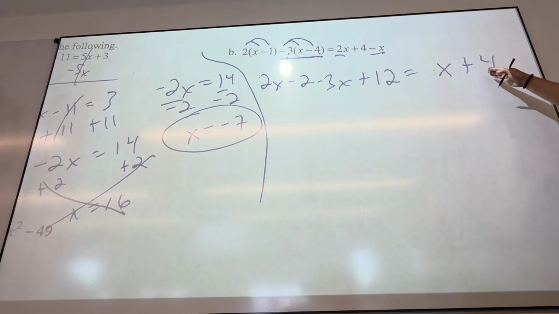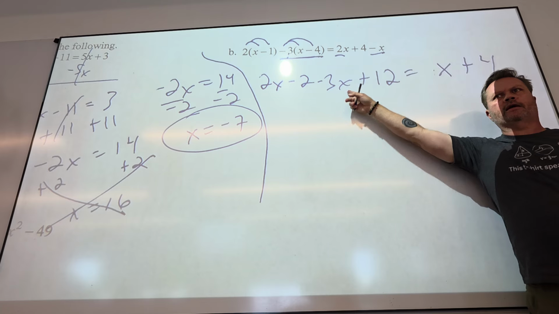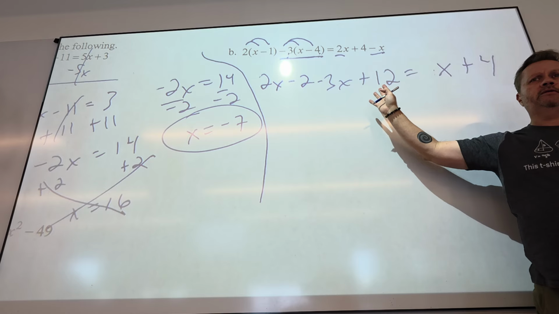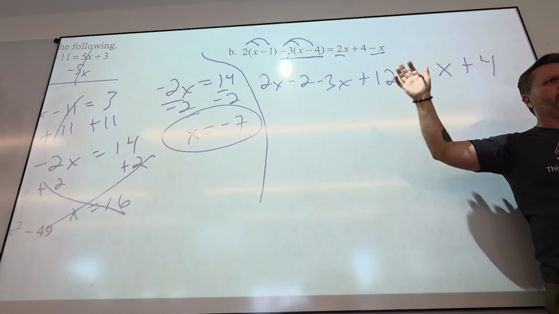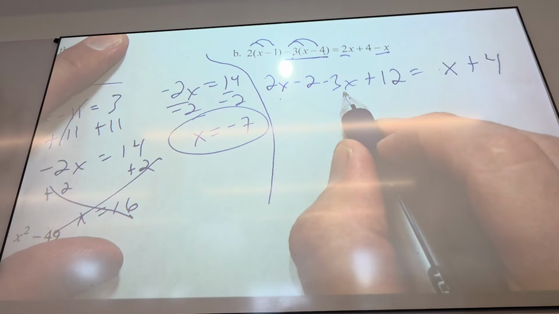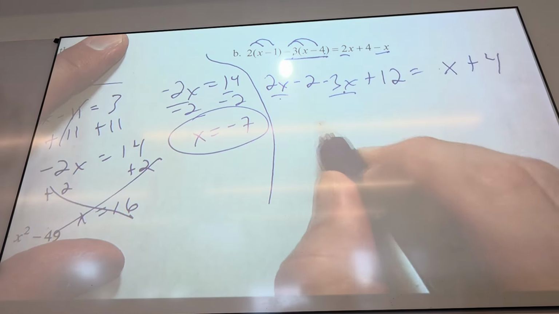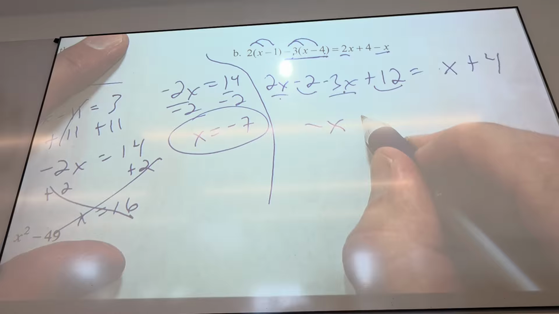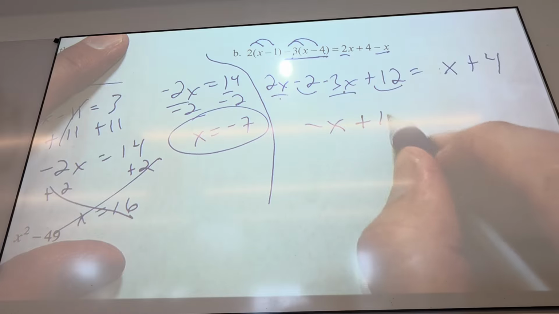This side is completely simplified, this isn't, so we're going to take a second and simplify this side. Is that okay? There's a lot of different ways to do this problem. This is your standard textbook way. 2x minus 3x is negative x, and what's negative 2 plus 12? Right on. Yeah.